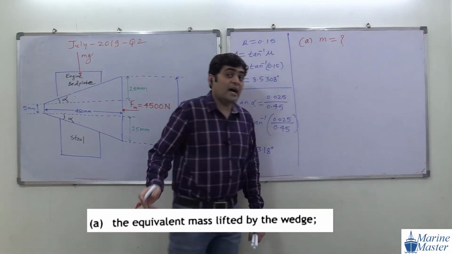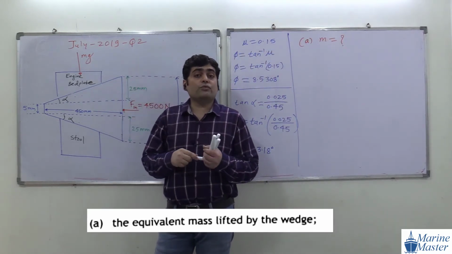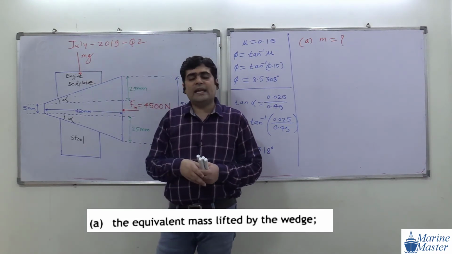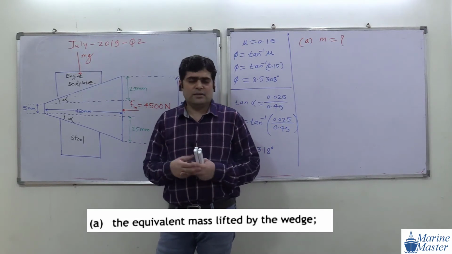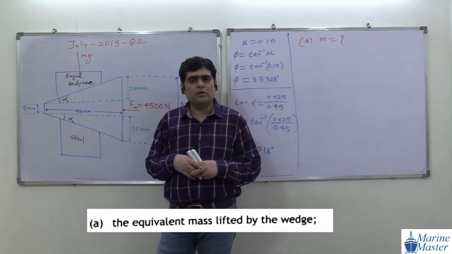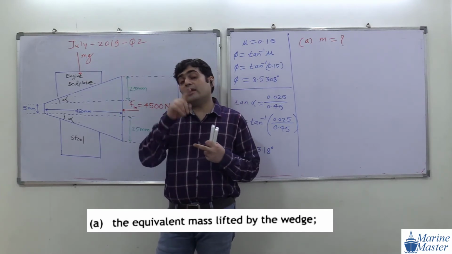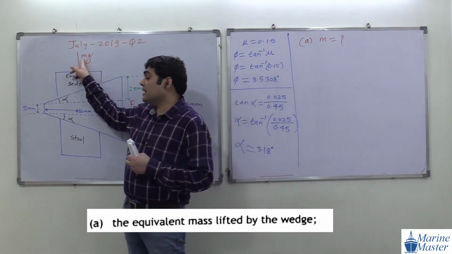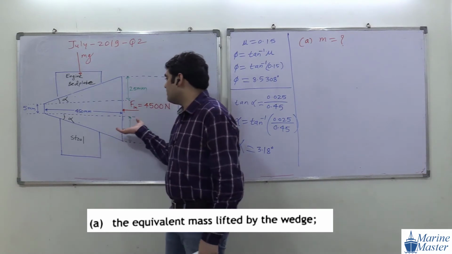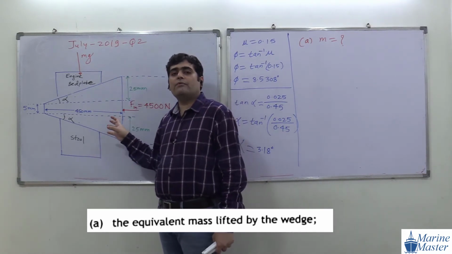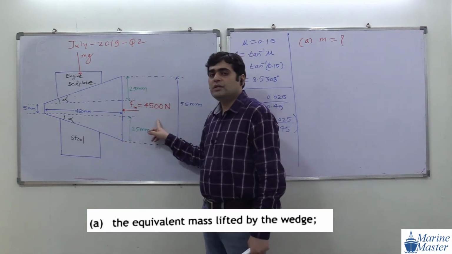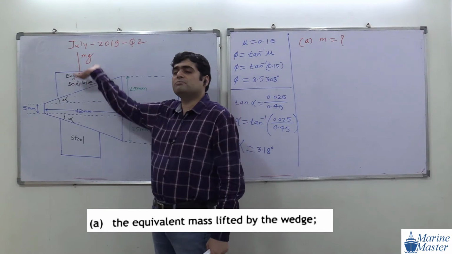Mass m. See, in the previous 2 questions of wedges, they have given us this load mg directly in Newton, or they may give mass. In one question they have given us mass, and from mass we have calculated the total load. But here what are they asking us? They are asking us mass m. Try to see the scenario. How much mass is going to be lifted by the wedge? Means what will be the capacity of this wedge for this given scenario when the force is 4500 Newton, how much load is going to be lifted, how much mass is going to be lifted.